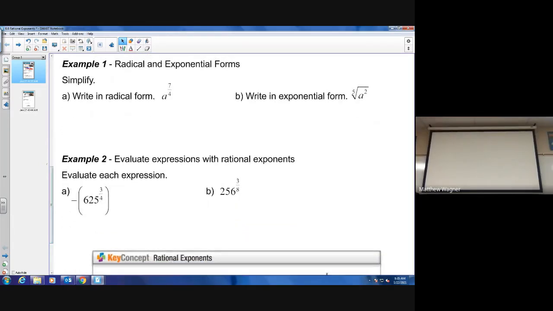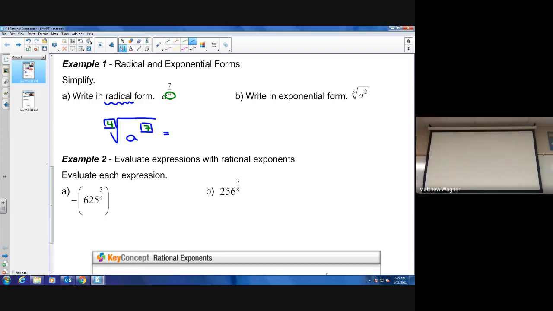There's nothing super insanely complicated about the day, especially how we start here. We want to write this in radical form. So I'm going to have a radical. I need to put a number here, and I need to put a number here, okay? And then we have an a down here. Keep in mind, it was always 1/n. So this number in your denominator always gives you the index of your root. The numerator gives you the power, okay? So a to the 7/4 is going to be the 4th root of a to the 7.